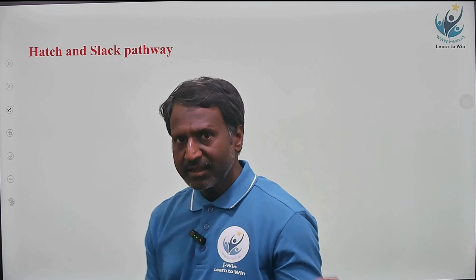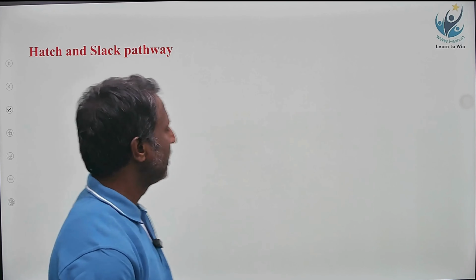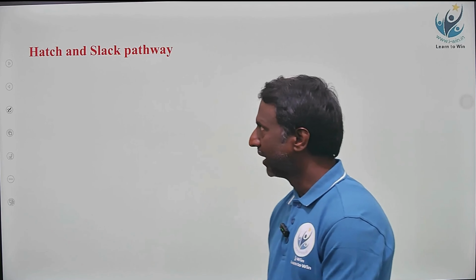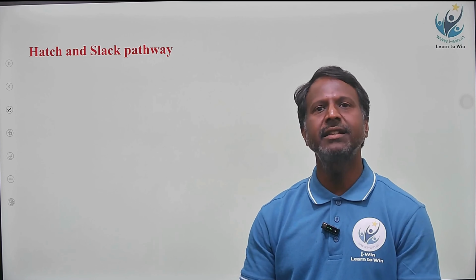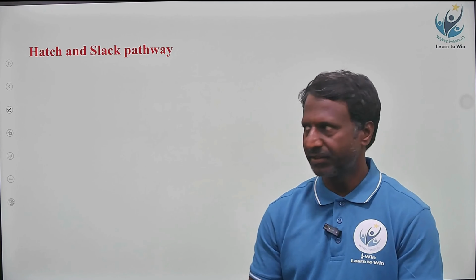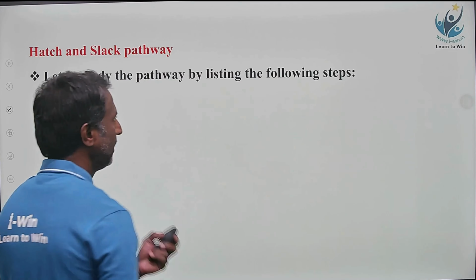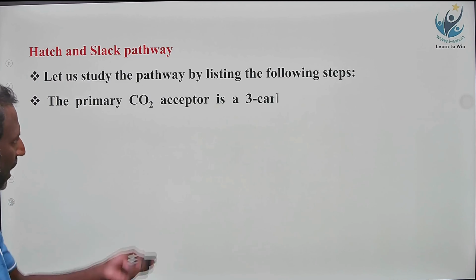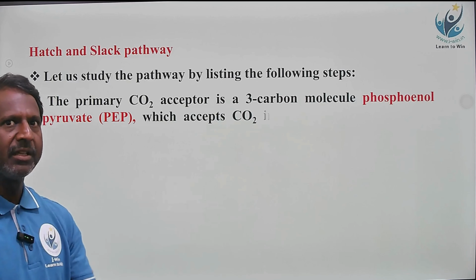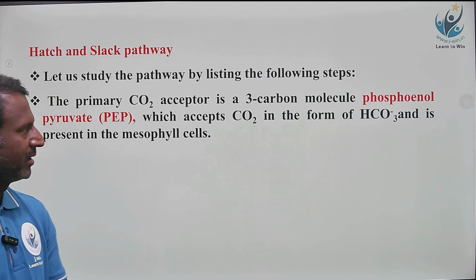So, this C4 pathway is also called the Hatch and Slack pathway. Why? Because these two scientists gave this concept of how the C4 pathway takes place in photosynthetic plants. So, let us study the pathway, going through the main important steps in that. After this slide, I am going to show the complete diagram which explains the C4 pathway.